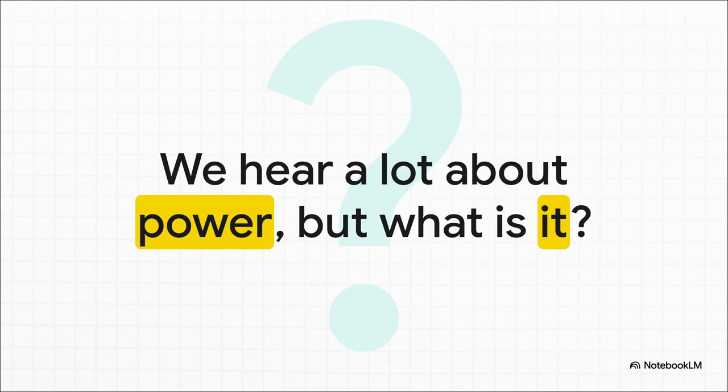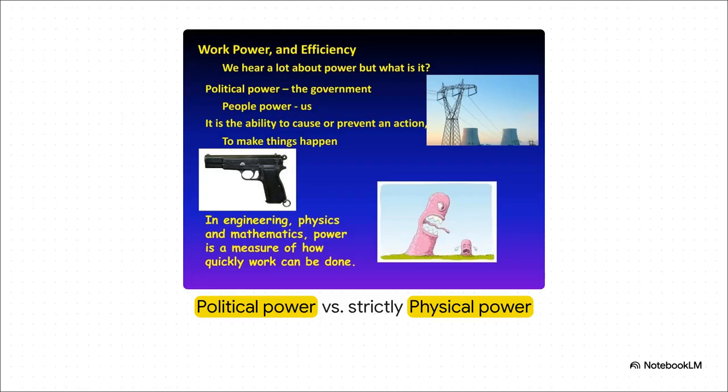But today, we're stripping away all that everyday slang and digging into what this word means at its absolute fundamental scientific core. It's honestly kind of fascinating to contrast our casual, everyday ideas of power with strict, no-nonsense physics. Normally, we're talking about political power, the government making things happen or preventing them. Or maybe people power, our collective ability to force a change. But in engineering, math, and physics, power has a rigidly specific, unbending definition.